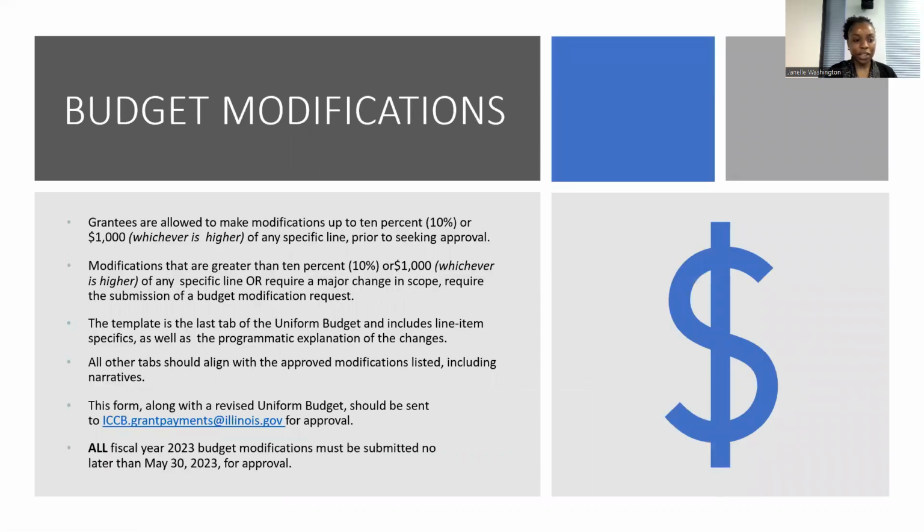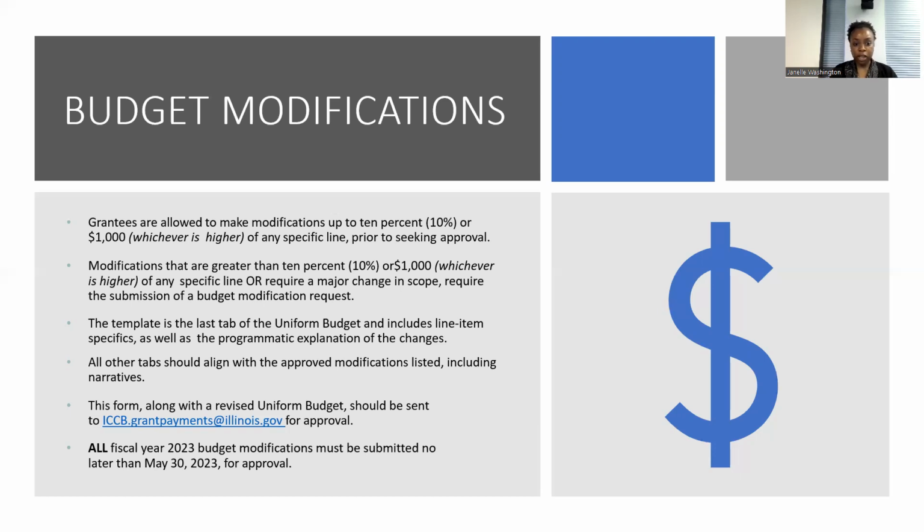So let's get into budget modifications. Grantees are allowed to make modifications up to 10% or $1,000, whichever is higher, of any particular line prior to seeking approval. Modifications that are greater than 10% or $1,000, whichever is higher, of any particular line or require a major change in scope require submission of a budget modification request. The template is in the last page of your uniform budget, so you can see it there.